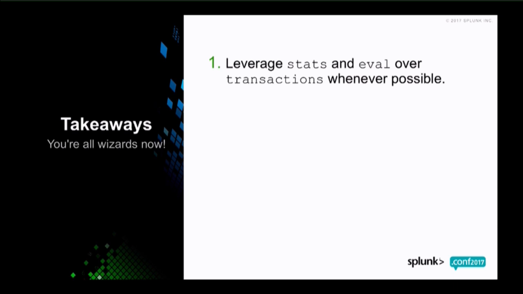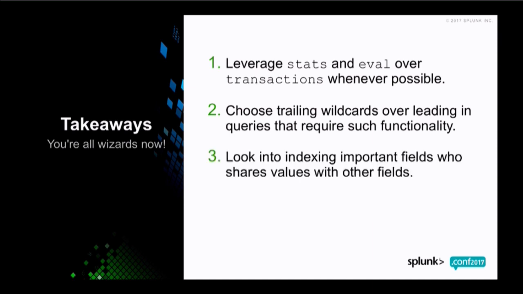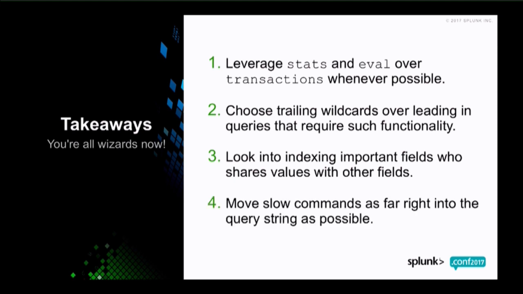All right. So quick takeaways. Stats and eval, you've heard it 1,000 times in all the documentation, but hopefully you have a little more context as to why they are superior to transactions. And then trailing wildcards, always better. If you need that functionality, try to get away with using those instead of a leading wildcard. And then look into indexing important fields whose values are shared with other fields, like the foo a example from earlier. And then lastly, move the slow commands as far right into your searches as you can.